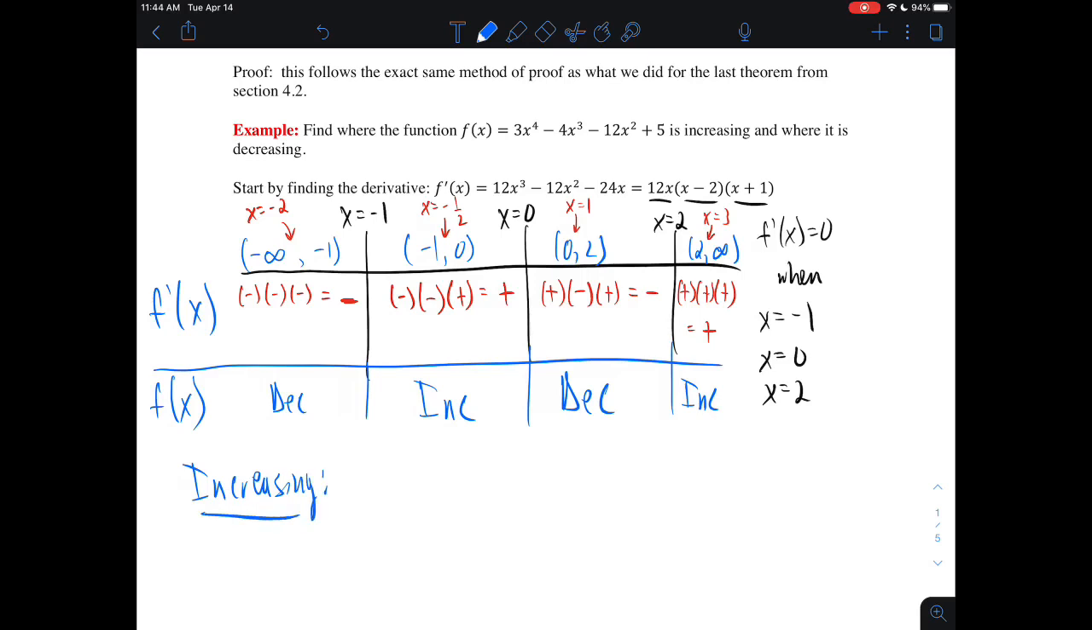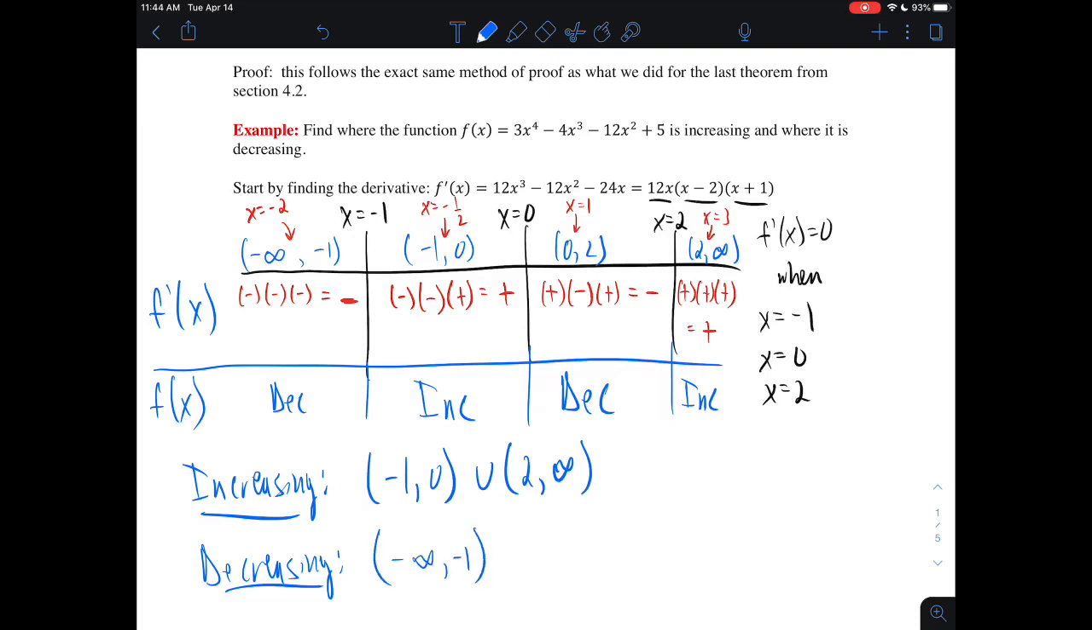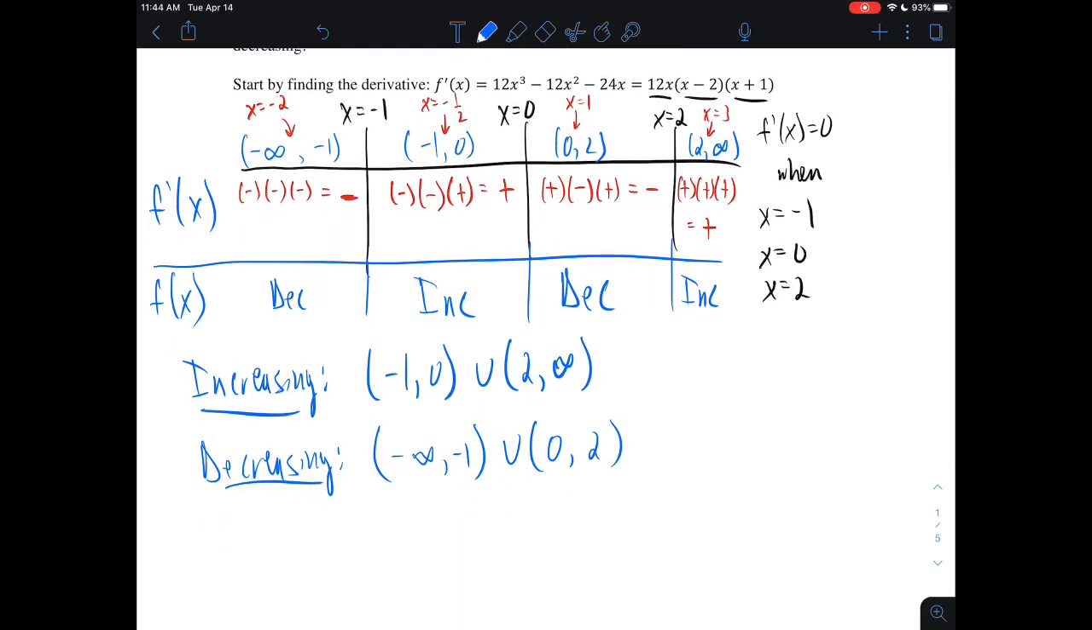For increasing, I have the intervals negative 1 to 0, union, meaning the combination of both of these intervals, to infinity. And then for decreasing, I have negative infinity to negative 1, union 0 to 2. We're going to do more of this chart organization work as we get to another example later in this section.